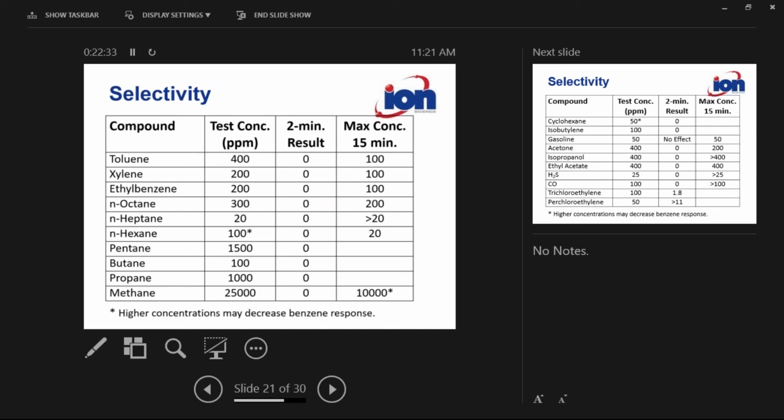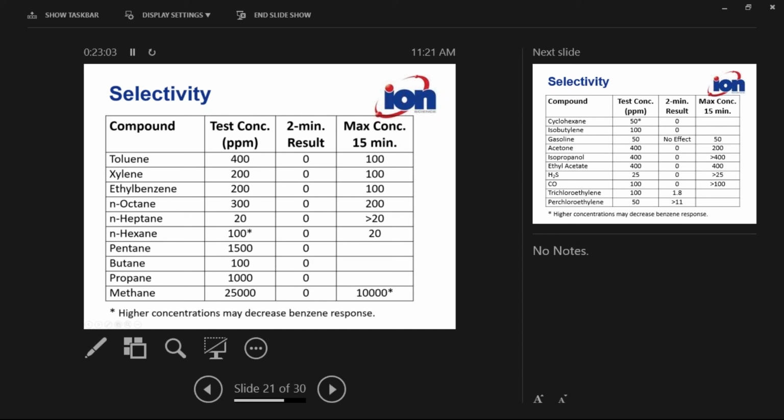And we sort of titrated, trying to figure out how much of this component you could tolerate when you're going for a whole 15-minute reading. So for a 2-minute reading, you challenge it with 400 ppm toluene, you get no response, but that will break through after about 2 or 3 minutes, and then you'll start getting false positives. So the maximum for a 15-minute reading is about 100 ppm.